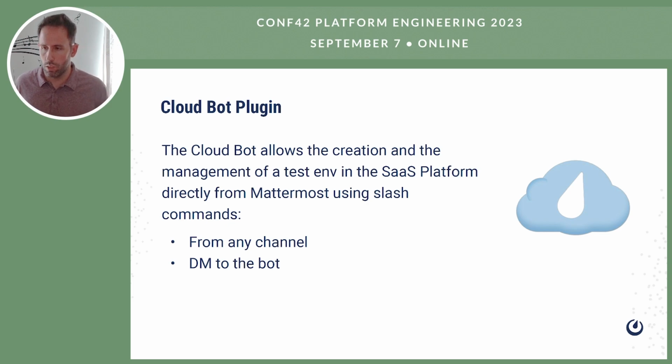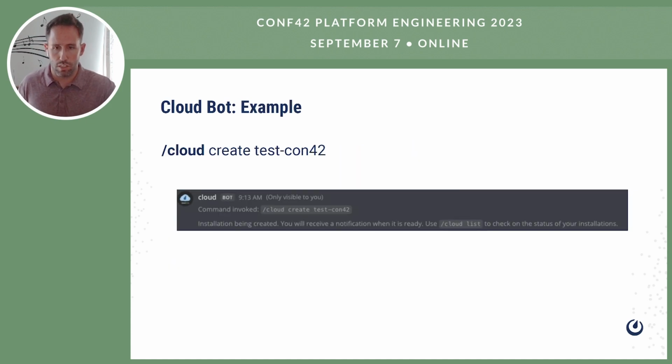From any channel, right? You can do this from any channel you are in, or by DM to the bot. A small example: let's say that we're going to create a test environment called Conf42. The slash cloud create test Conf42 command is what we need to write in Mattermost, and this will return that the installation has been initiated. You will see a notification when it's ready, and you can see the status of all of the cloud installations with slash cloud list.